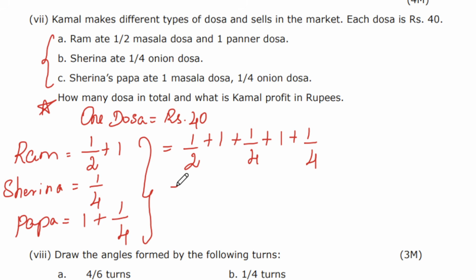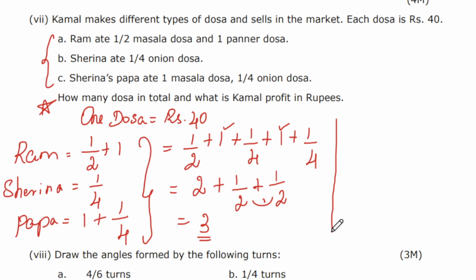So when you add, we already have full dosa here. 1, 2. So 2 plus we have 2 quarters, which is half, and we have one more half here. So half plus half is 1. So 2 plus 1 is 3. So totally 3 dosa. Okay, and each dosa is 40 rupees.